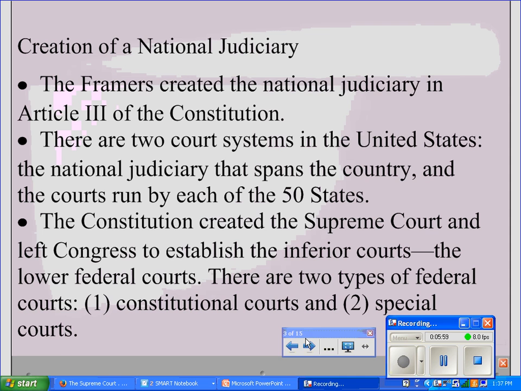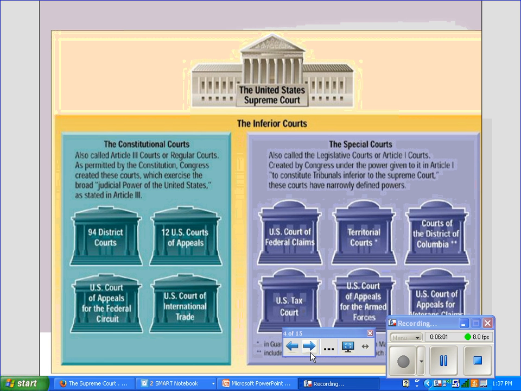Constitutional courts are where people would go if they believe their rights are being violated. So on top of everything, we have the United States Supreme Court. Then we have constitutional courts. The way those work, there's 94 district courts. Some states only have one district court, but every state has to have at least one. And then some have 4, like Texas and California.